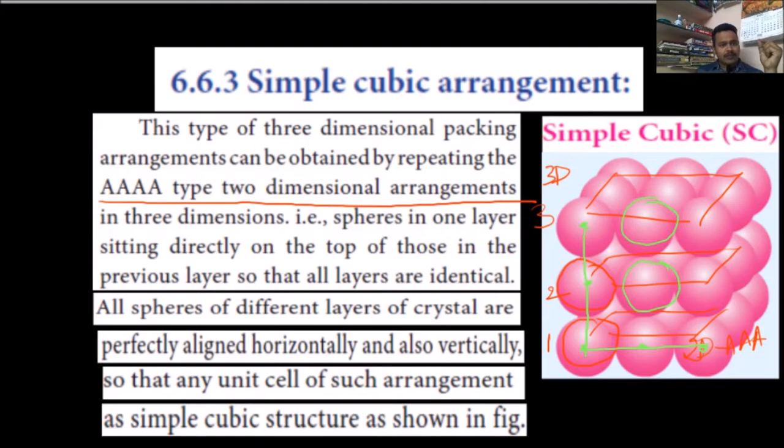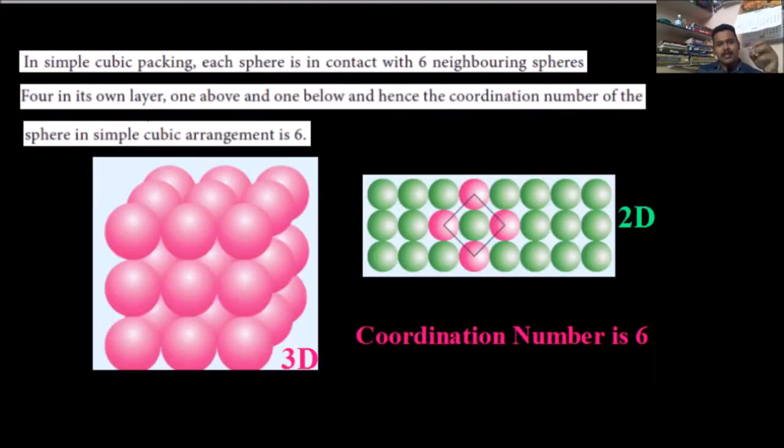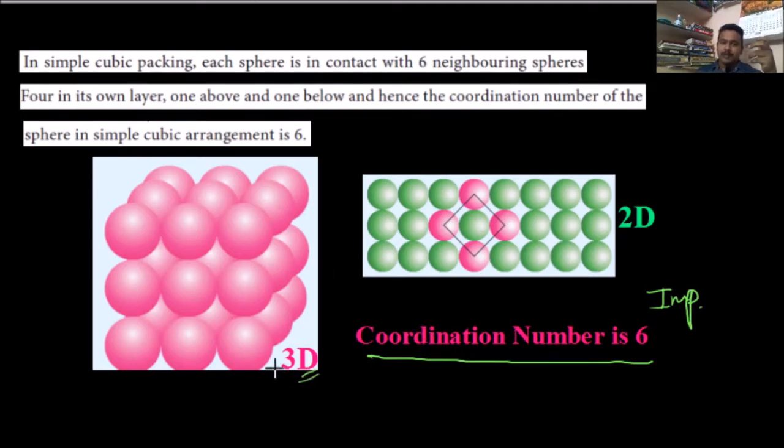Next, there is another very important point we have to talk about, and that is coordination number. This is very important for all the systems. Coordination number means one atom surrounded by how many atoms. We are talking about three dimensional, but let us recap our two dimensional. Two dimensional means one layer only. Observing one layer, one sphere is in contact with 1, 2, 3, 4 other spheres. So the coordination number is 4.